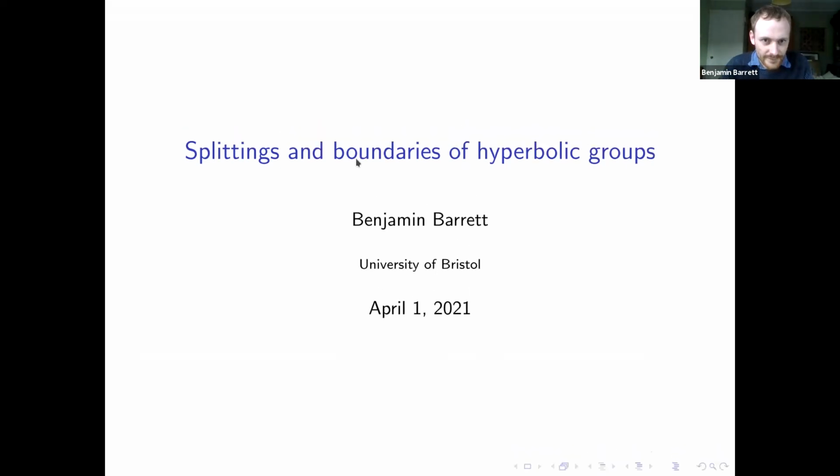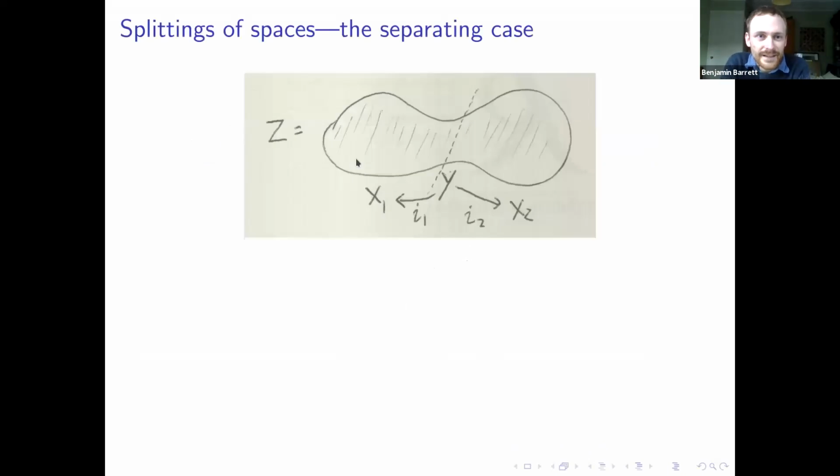Okay, splittings. The ways in which you can split a group are really motivated by the ways in which you can split a topological space. I mean, you can cut it into two pieces. We've all got a fair idea of what it means to cut a space into pieces. It's just exactly what you'd do with a pair of scissors or something. And splittings of groups are motivated by that.